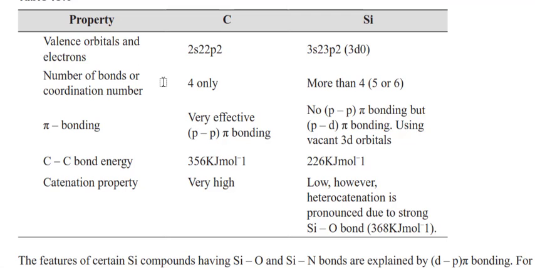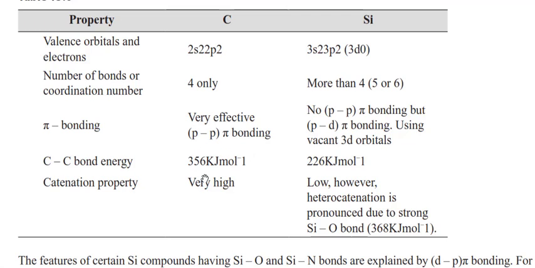This is the valence orbital and electron configuration. For carbon it is 2s2 2p2, and for silicon 3s2 3p2 and 3d0. So there are only 4 valence electrons, so carbon can make only 4 bonds, whereas for silicon a vacant d orbital is available and the electron can easily move. So they can make 4, 5 or 6 bonds, and pi bonding is very effective, whereas here there is no pi bonding because the vacant d orbital is present, so the electron can move directly into vacant d orbitals.